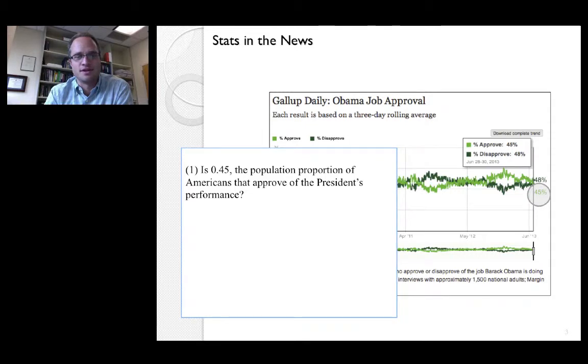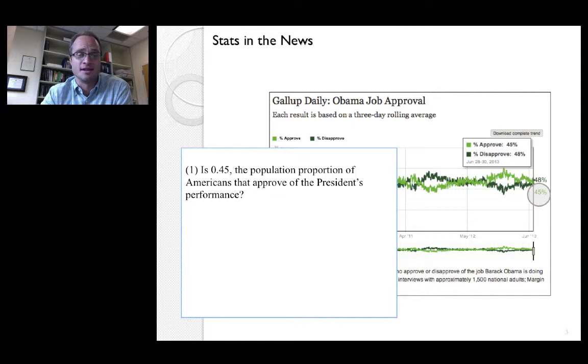My first question that I pose is: is 0.45, as a proportion instead of a percentage, the population proportion of Americans that approve of the president's performance? And the answer to that question, hopefully it's obvious, is that it is not, right?